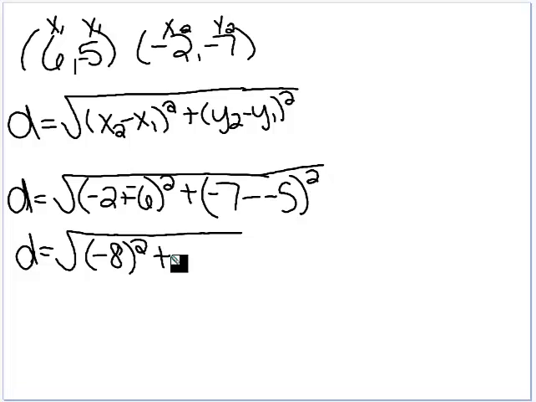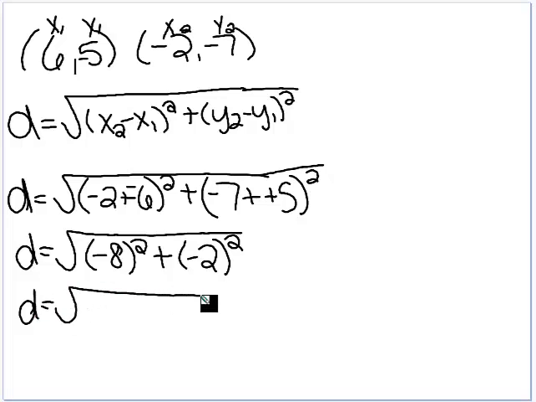Okay? What is negative 7 minus a negative 5? Negative 2 squared. It's negative 2 minus 6, so I changed it. So it's a negative 6. Okay? So, D equals the square root of negative 8 squared is 64. What's 2 squared? 2 squared is 4. So I need the distance of the square root of 64 plus 4 is 68.